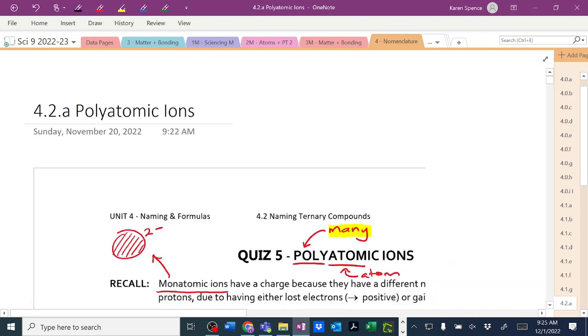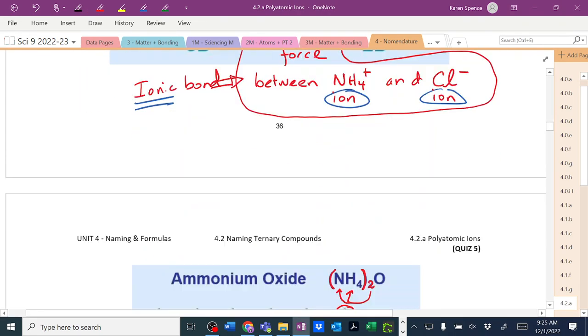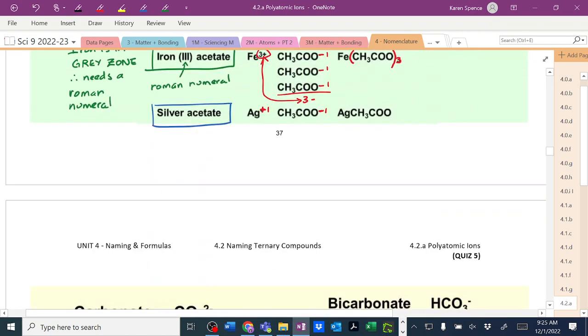I don't know why this keeps going back to the beginning, but that's okay.